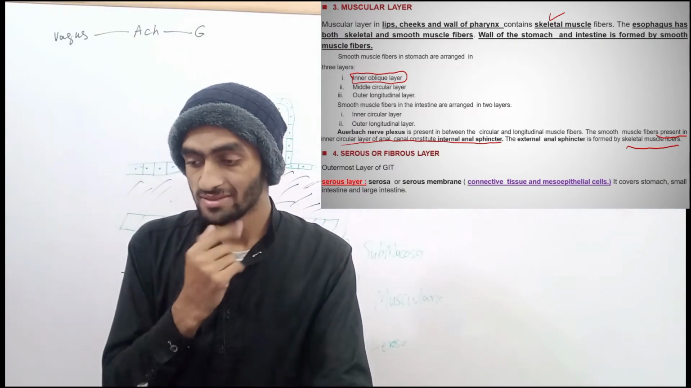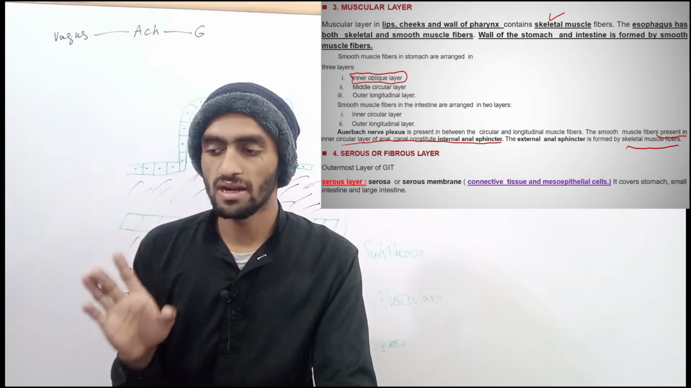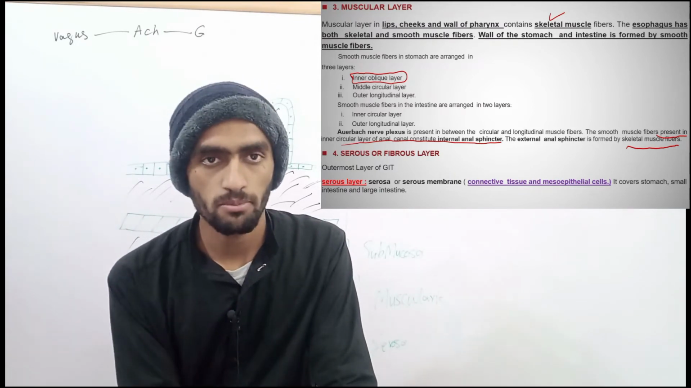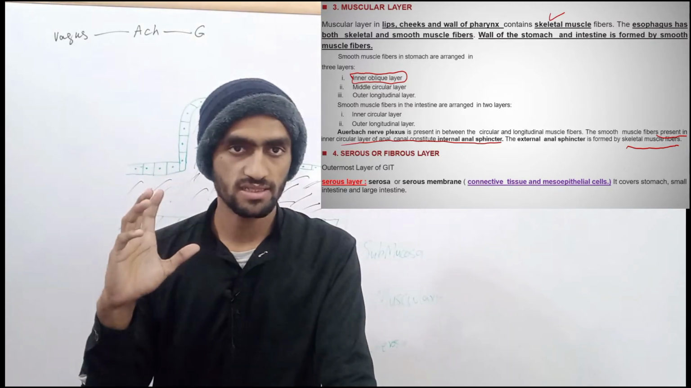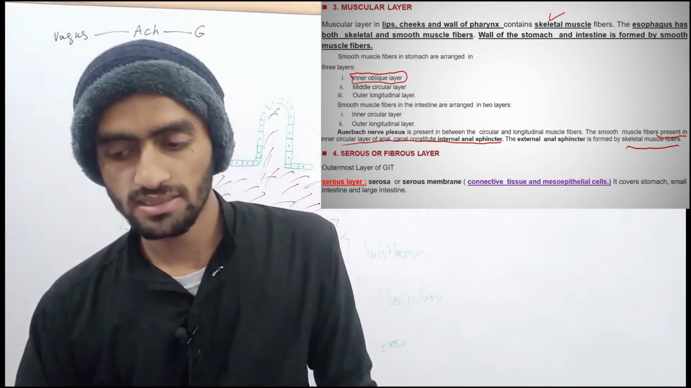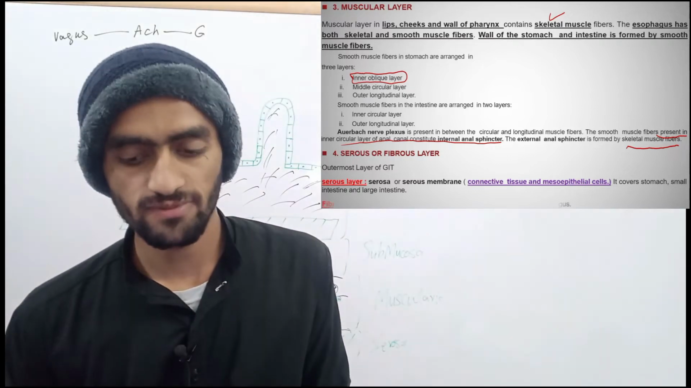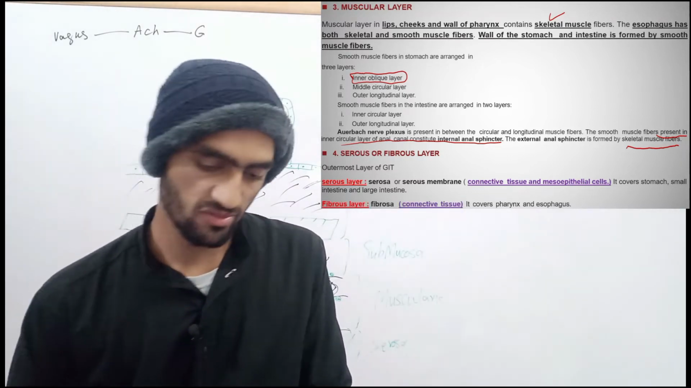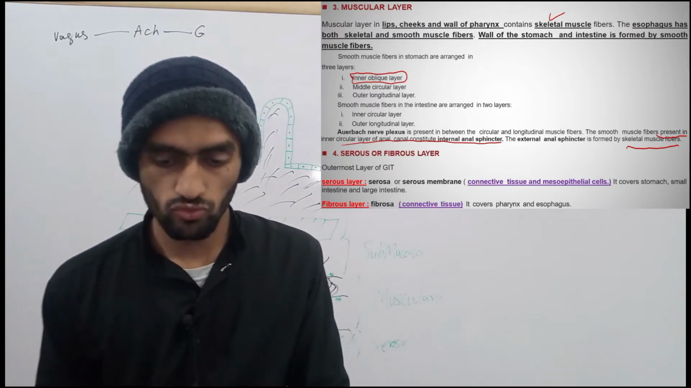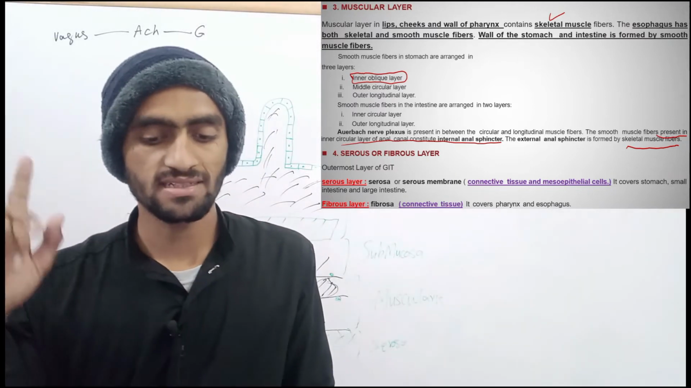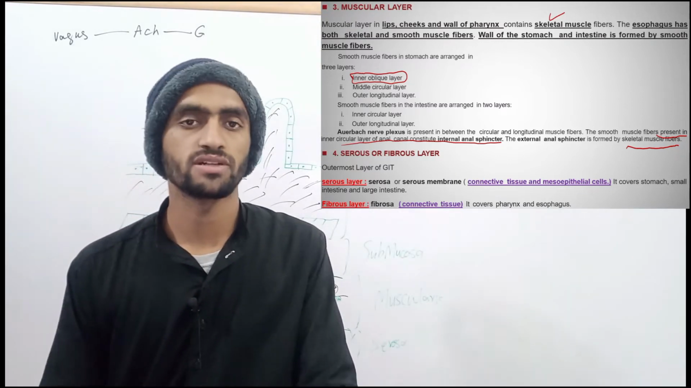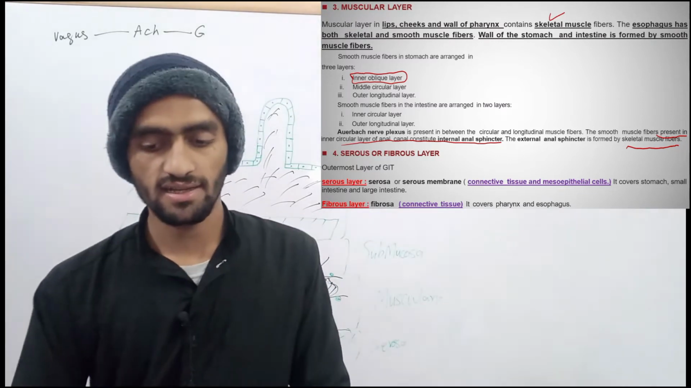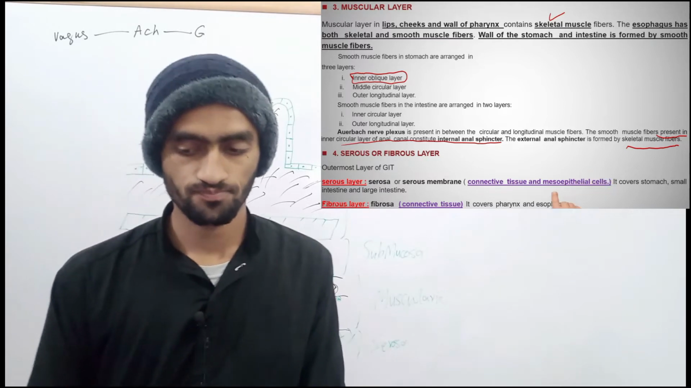What is fibrous? We have studied adventitia. Adventitia is specifically related to the abdomen, but when we are not concerned with the abdomen, for example in the thorax region or mouth, it is fibrosa. Fibrosa. It contains only connective tissue. It covers the pharynx and esophagus.